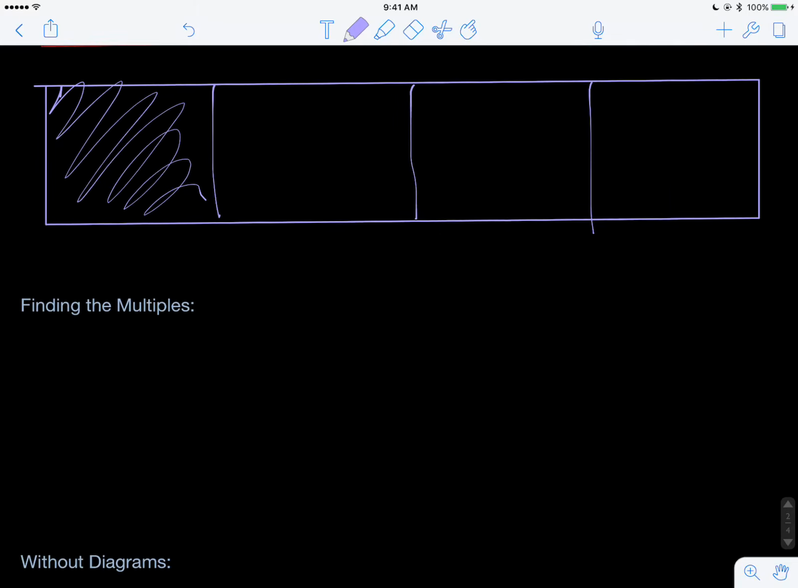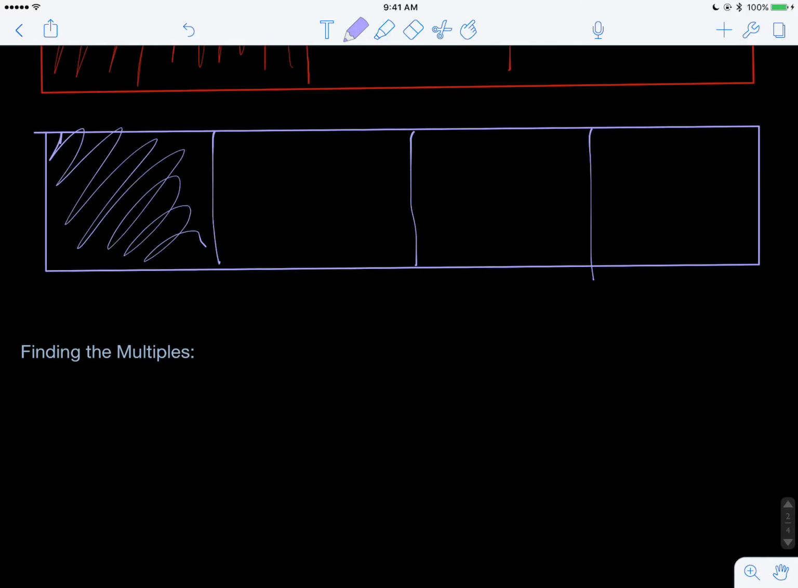That's when we have to find the multiples. What this means is, I'm trying to find a number where I can make boundaries that line up with both 4s and 3s. That way I can translate one of them over to the other. In order to do this, I need to find a number that satisfies both of the different parts. And this is called the LCM, or least common multiple.